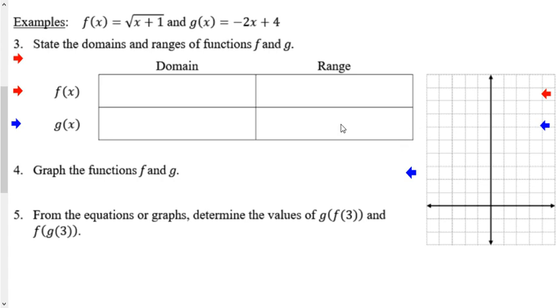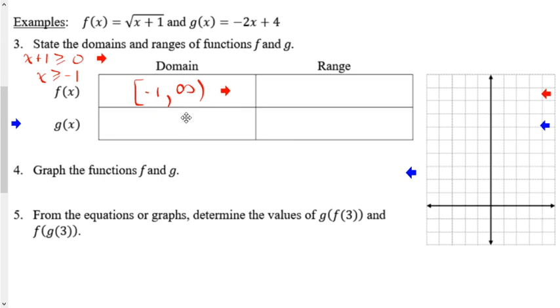So here we have two functions. f of x is the square root of x plus 1. g of x is negative 2x plus 4. As I look at the domain for my f of x function, I remember that the radicand has to be greater than or equal to 0, and so I get that x has to be greater than or equal to negative 1. So here is my domain in interval notation.